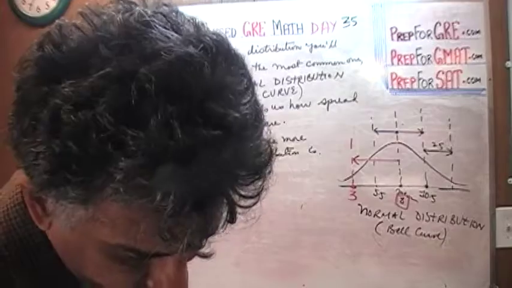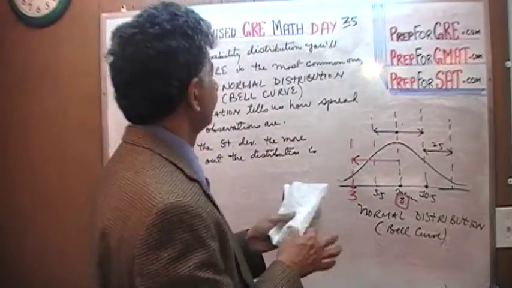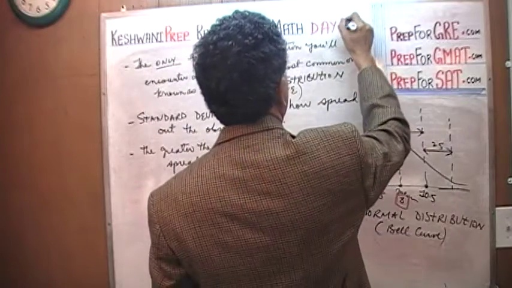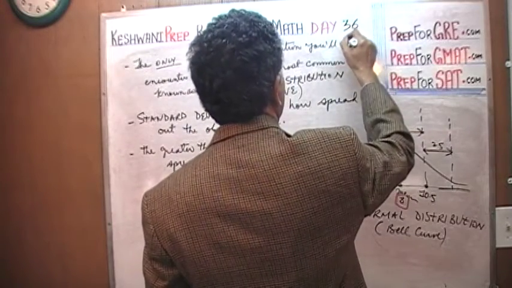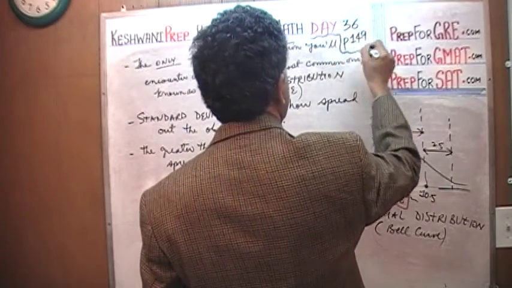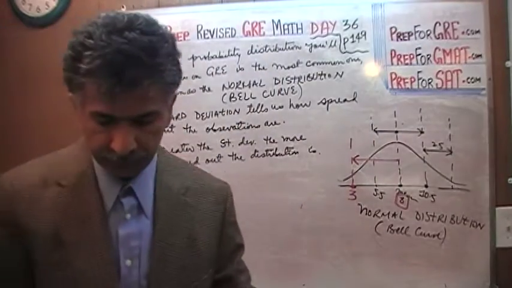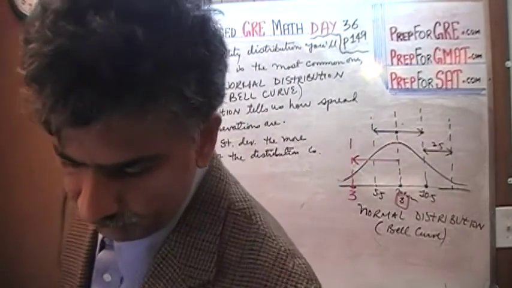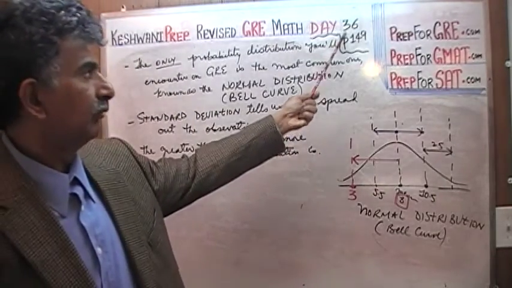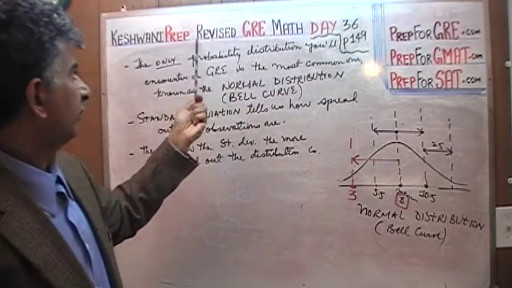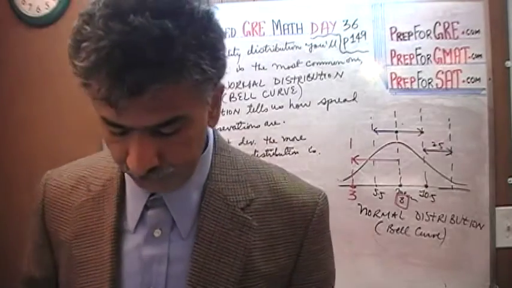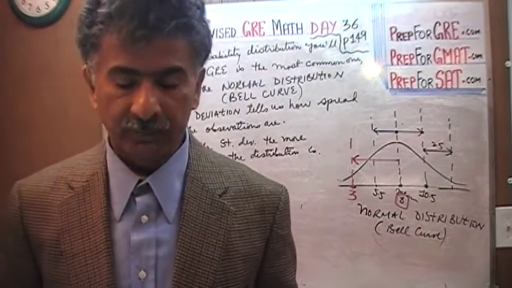Today is our day number 36. Let's turn to page 149. Yesterday, on day number 35, and if you have not watched yesterday's video, it's important that you do so. Just look for day 35. Just type in revised GRE math day 35 and it will pop right up. And watch the videos. Yesterday, we solved all the problems that you see there on page 149.